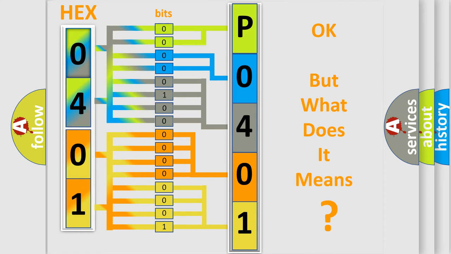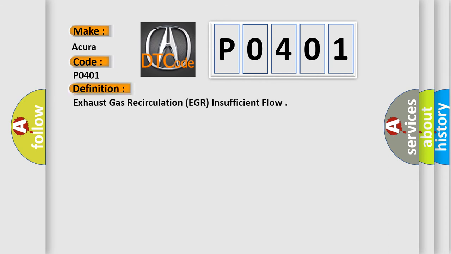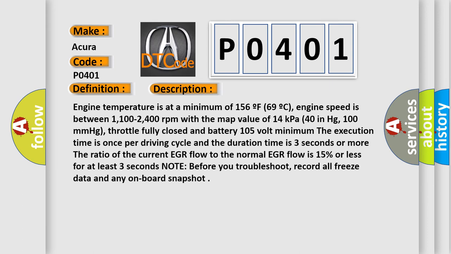The number itself does not make sense to us if we cannot assign information to what it actually expresses. So, what does the diagnostic trouble code P0401 specifically mean for Acura? The basic definition is exhaust gas recirculation, EGR, insufficient flow. And now this is a short description of this DTC code.